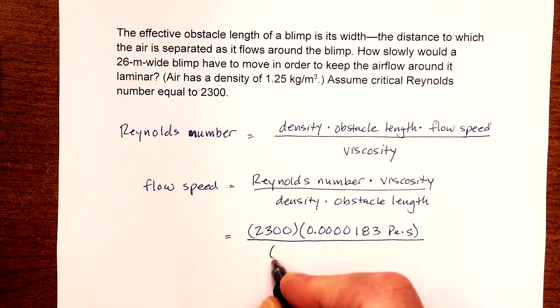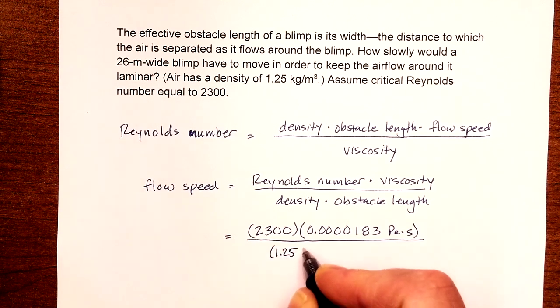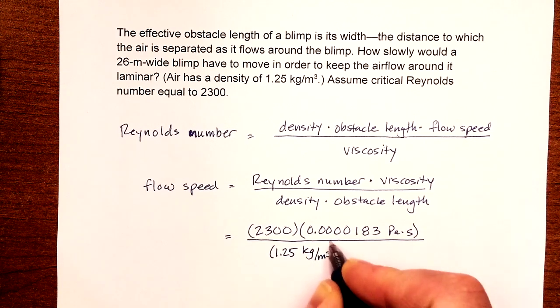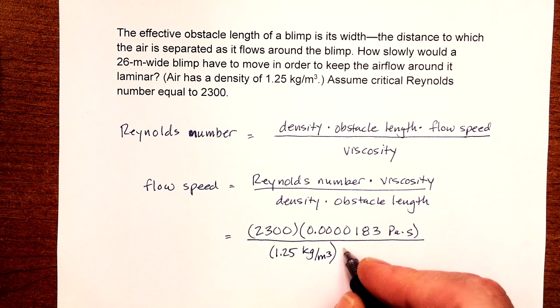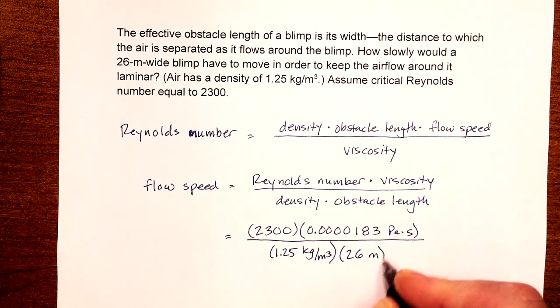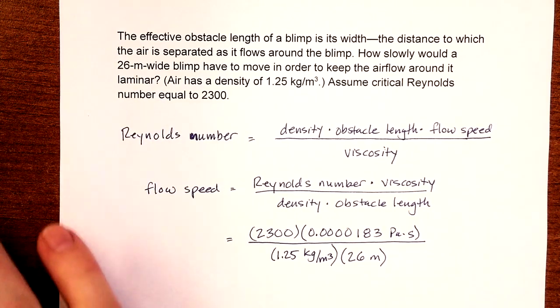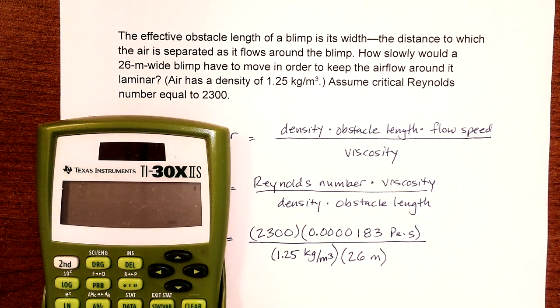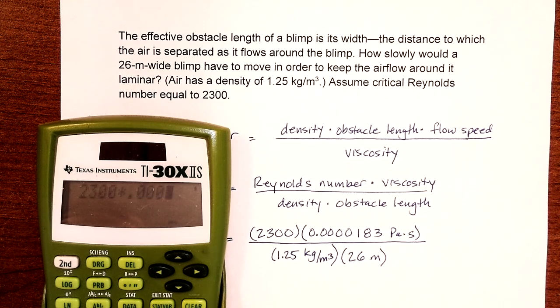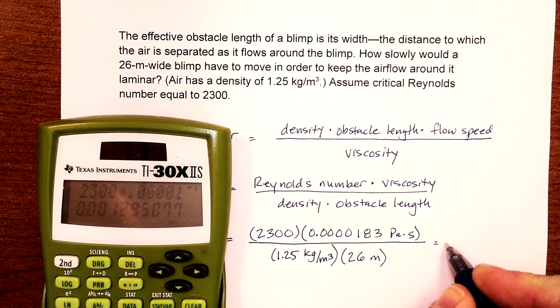The problem tells us that the density of air is 1.25 kilograms per cubic meter. And our blimp in this problem is 26 meters. Though if you solve this problem, very good chance that the computer is going to randomize the width of the blimp for you. So if we calculate that, I'm taking 2300 multiplied by 0.0000183 and dividing that by 1.25 and 26. And I'm guessing I'm going to get a very small number indeed.